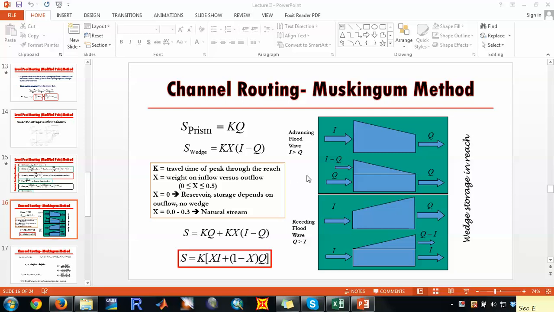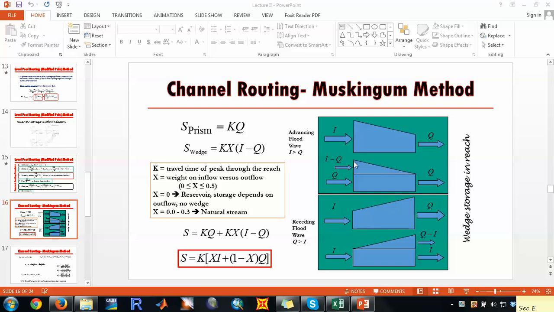Okay, this is our final lesson on engineering application of the spreadsheet. This is with channel routing, and we specifically use the Muskingum method of channel routing. So this is the explanation, and you have the inflow volume and the outflow volume.